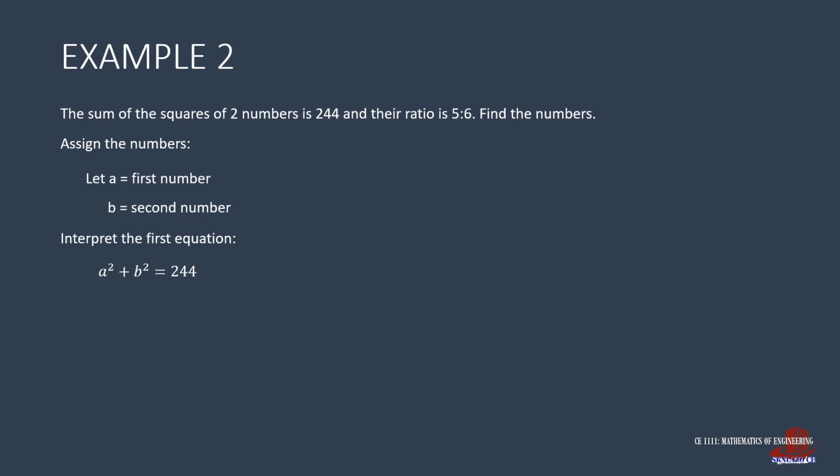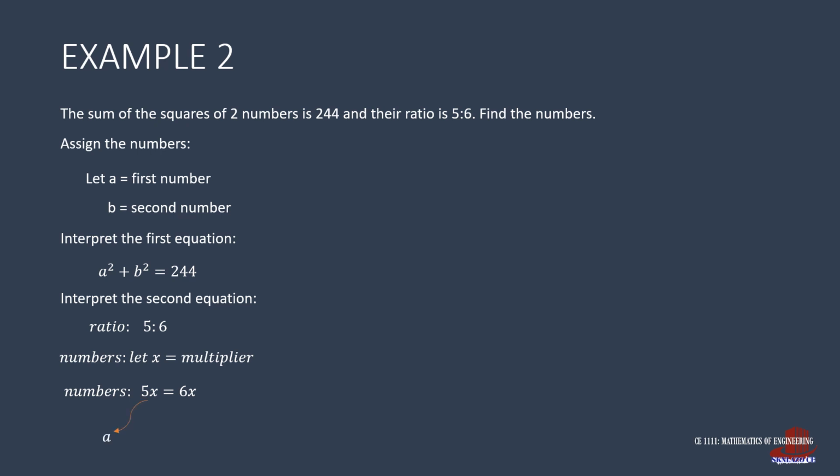Having two unknowns, we should still look for another equation, and that comes from the ratio. The ratio is given as 5:6. This is the relationship, but the numbers can be solved when we let x be the multiplier. So now, the numbers in the relationship are 5x is to 6x. 5x is the first number we denoted as A, and 6x is B. The next step is to plug the numbers in terms of x into the first equation.